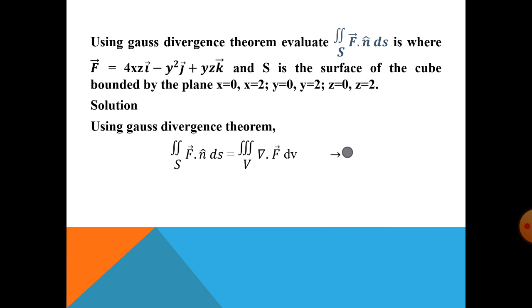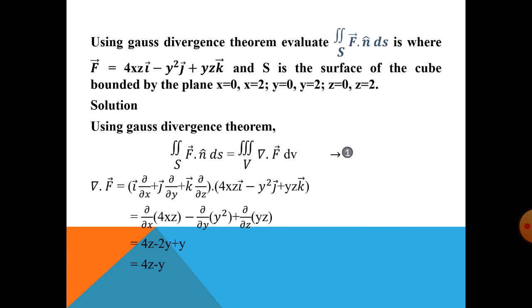So we know the Gauss divergence theorem condition. Take the condition as the first equation. Since the LHS and RHS are equal, find the LHS value by using RHS. For that, first find grad dot f vector. Substitute grad value as i vector ∂/∂x plus j vector ∂/∂y plus k vector ∂/∂z and the f vector value which is given in the question. Multiplying the coefficients of i vector, j vector and k vector and differentiating it partially, we get 4z minus y.